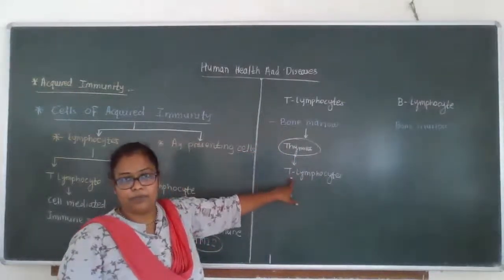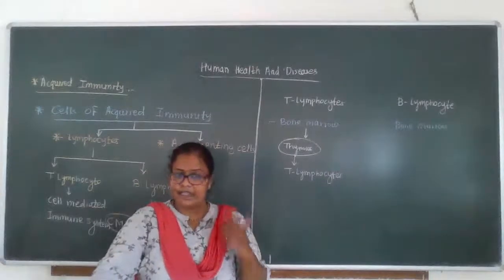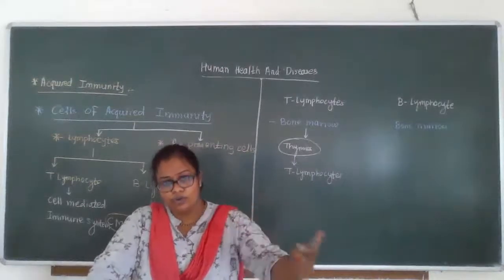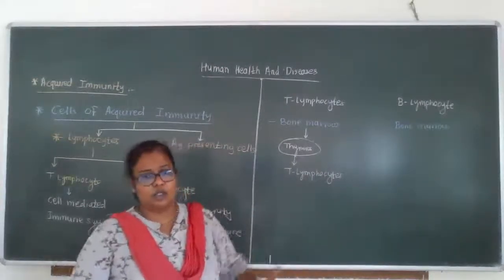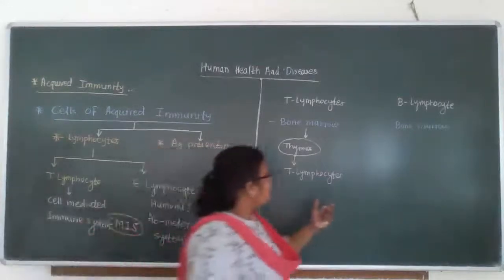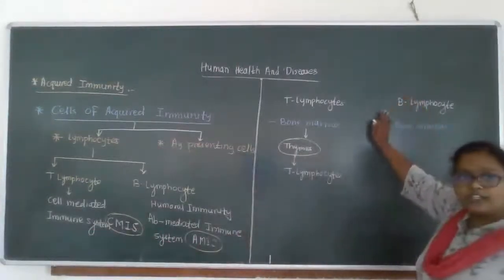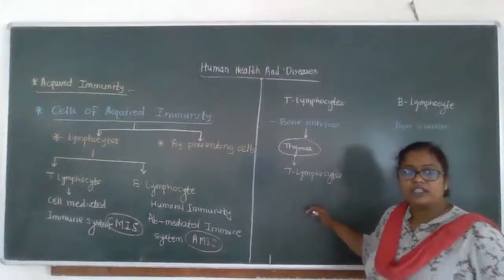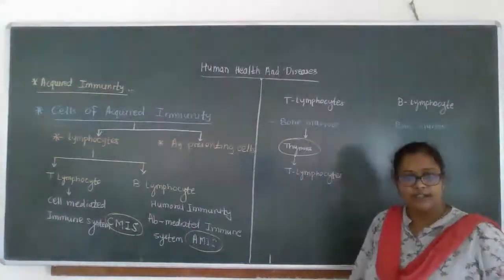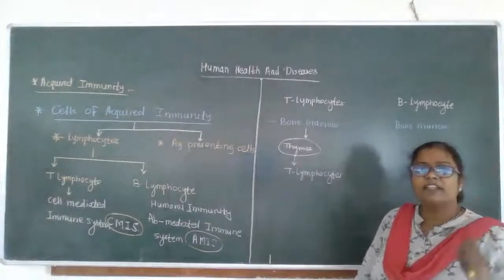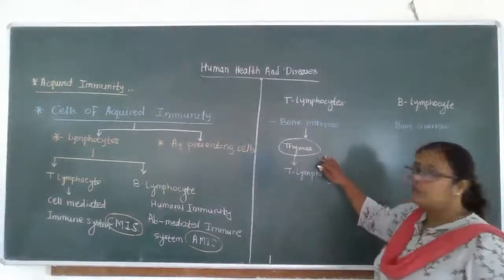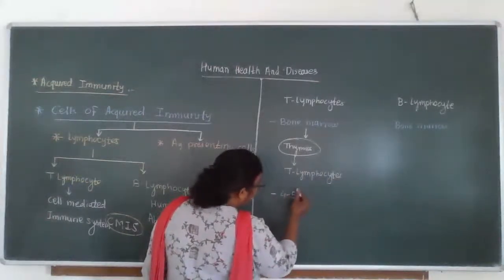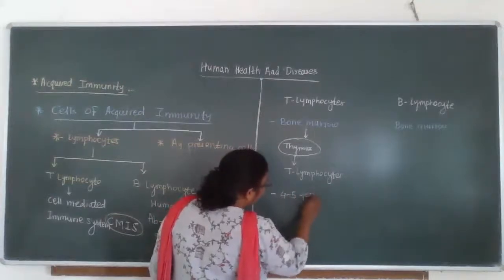As you know, the lifespan of a lymphocyte is a few days to some months or years also. A few days lifespan is especially of B lymphocytes, and many years, 4 to 5 years, is the lifespan of T lymphocytes. The cells which get formed in the bone marrow but mature in the thymus are called T lymphocytes, and their lifespan is about 4 to 5 years.